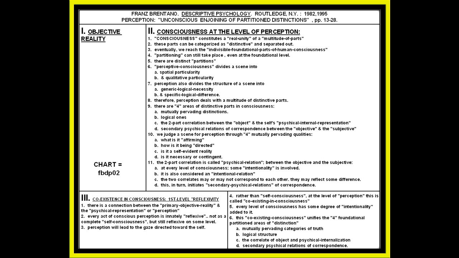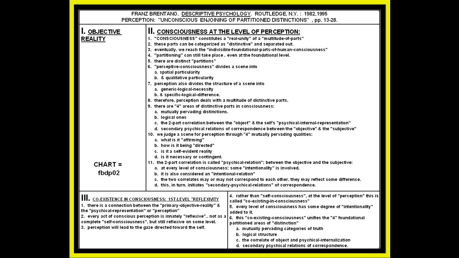But that coexisting consciousness is that which unifies the mutually pervading categories of truth, the logical structure, that correlate between the object and our psychical internalization, and all of those secondary relational areas of correspondence. All of that gets enclosed in that coexisting consciousness, and so at the level of perception, there isn't a formal self-consciousness. There is instead a very primitive form of an emerging self-consciousness, but it's more of a coexistence in consciousness along with perception. It's just simply a very non-involved reflexivity that's more of an unconscious reflexive moment, but it does form that unifying base that can enclose those four partitioned key areas of distinction.